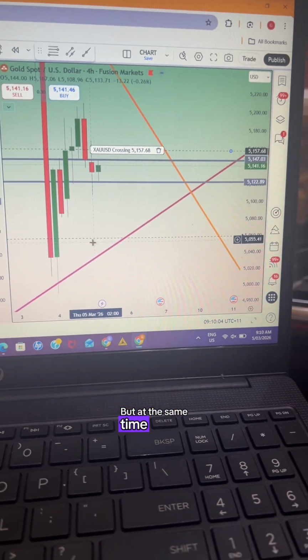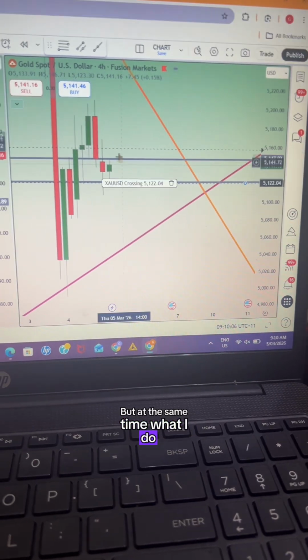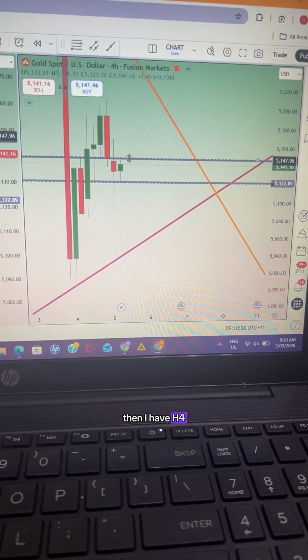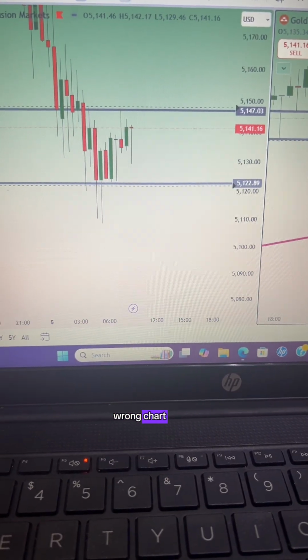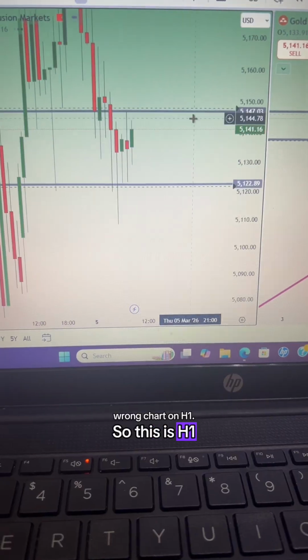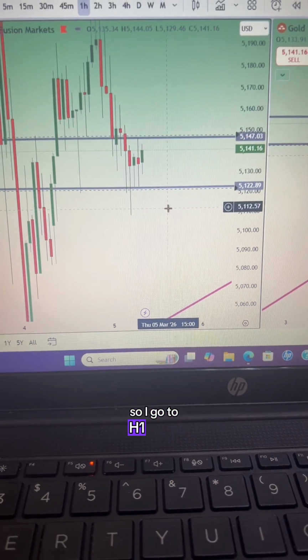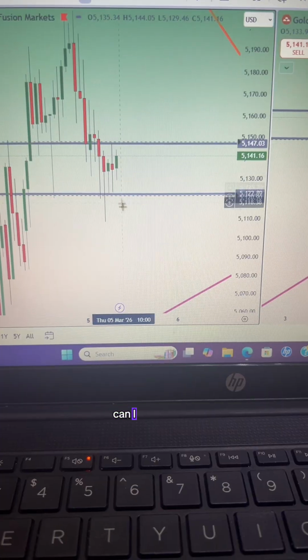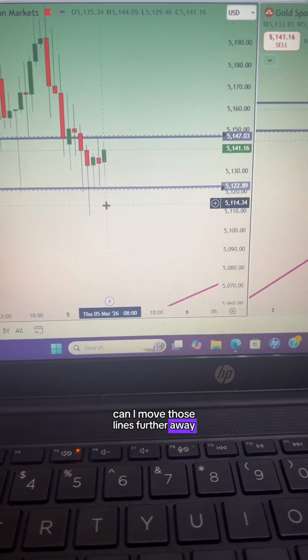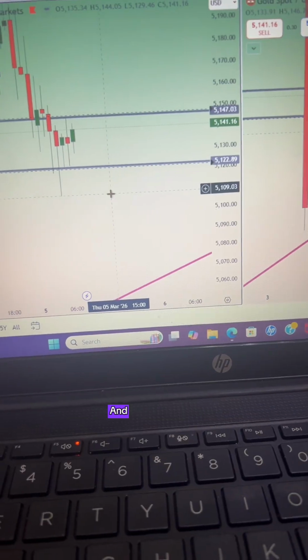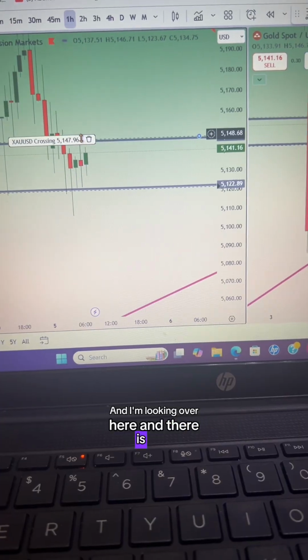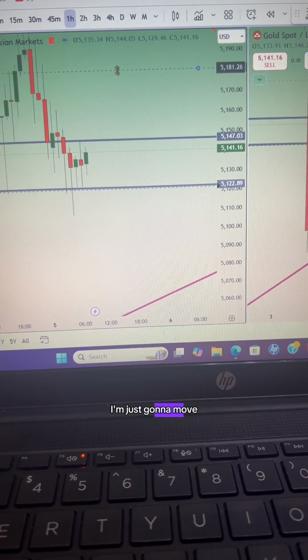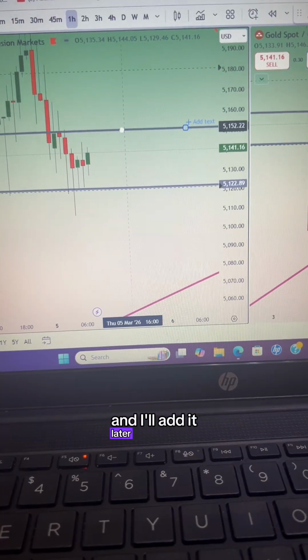At the same time, I have H4 over here, and then I go to the lower time frame. I go to H1. Wrong chart, so this is H1. I ask myself, can I move those lines further away or closer together? I'm going to move my alert away for now and I'll add it later once I'm done.